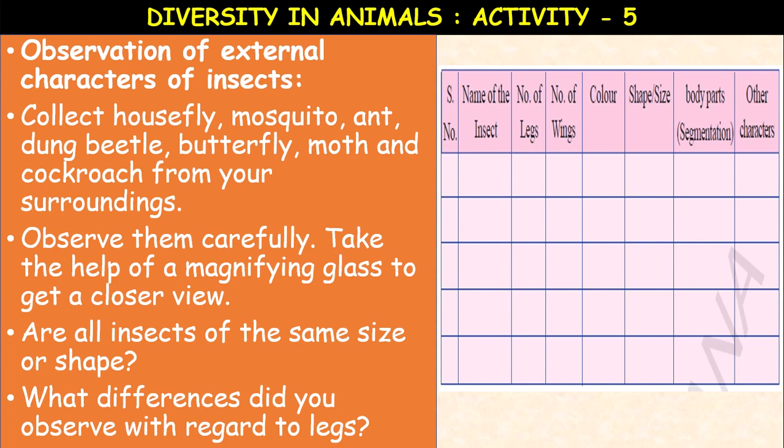Similarly mosquito, ant, beetle, butterfly, moth, cockroach, like that all of these. If you take a cockroach, 6 legs are present, a pair of wings are present, the color is brownish, the shape is conical, the body is segmented. Like that, all the characteristics you can mention in this table.